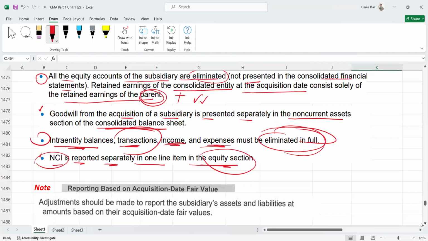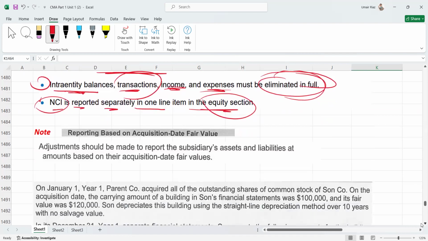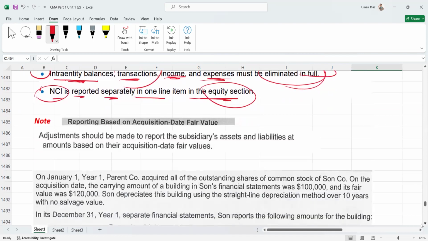Now, guys, here we go. Today, I'll explain some adjustments, and only a few adjustments, obviously, because this is a really long topic. A few adjustments we'll discuss in the next class. Here we go, the first adjustment I'm going to tell you. This adjustment is relevant to acquisition date fair value. Okay, acquisition date fair value.